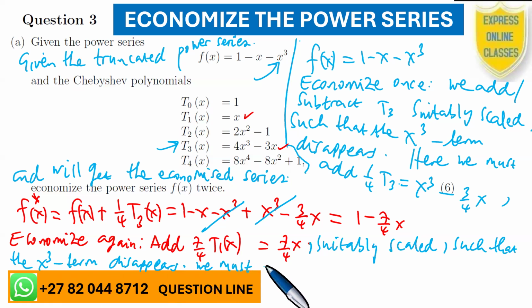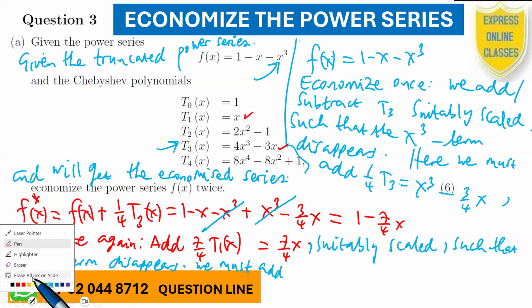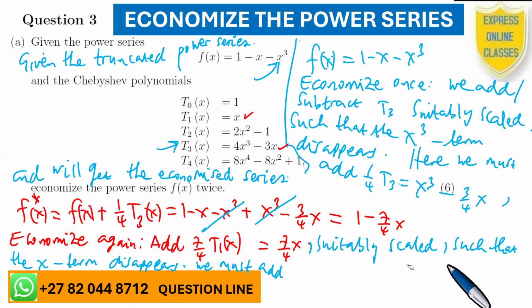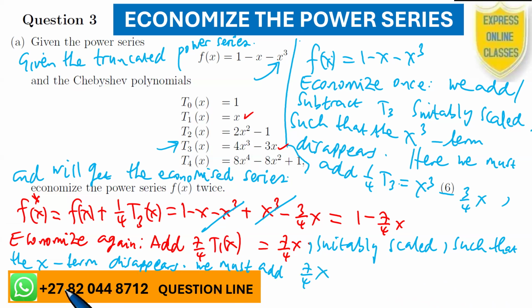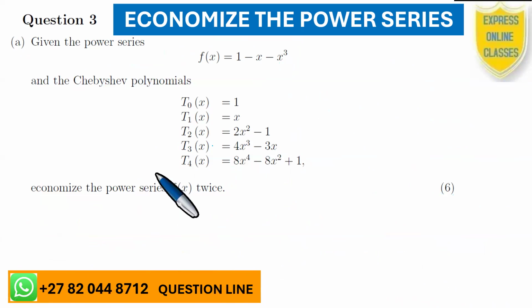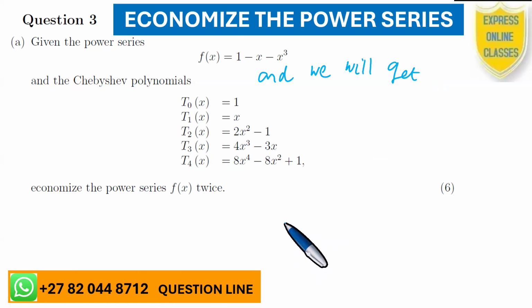We must add, right, we must add, okay, yeah, what we're saying here is we added this one suitably scaled such that the x term disappears. So we must add the 7x/4. And what are we gonna get?